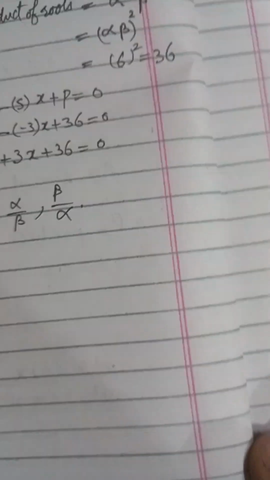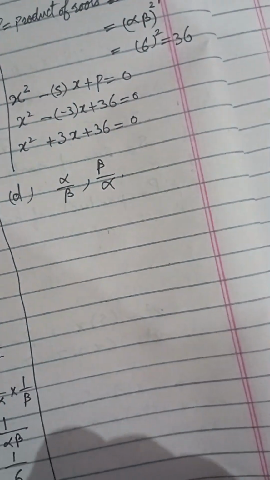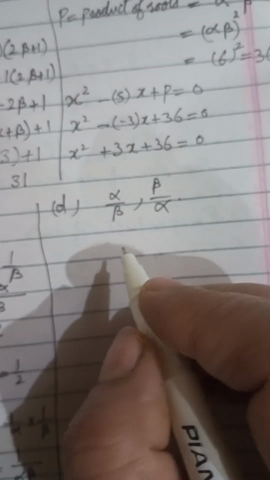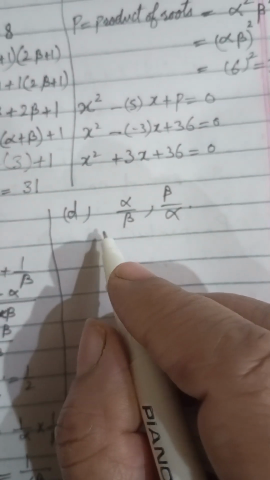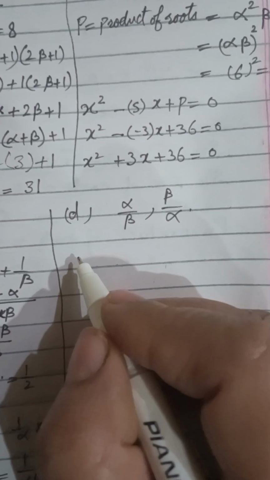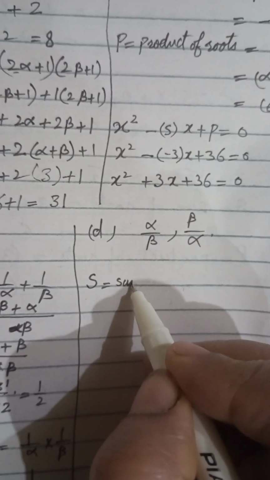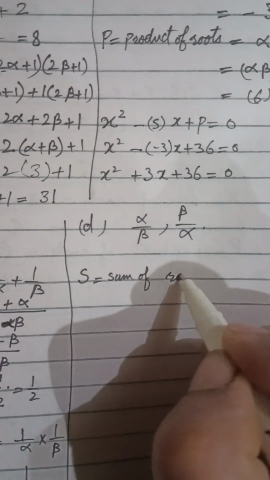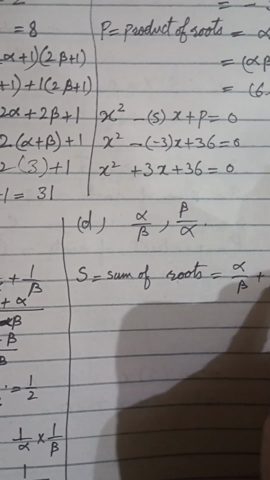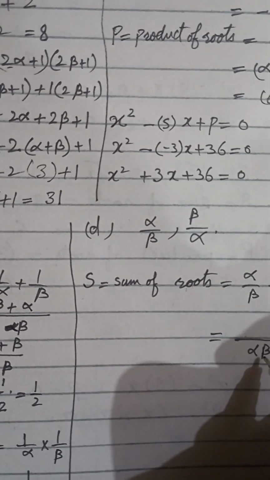Now part D of question number 2. We are given alpha over beta and beta over alpha are the two roots of the required equation. We have to form the equation. So we will find the sum of the roots of the required equation, which is equal to alpha over beta plus beta over alpha, equal to, alpha beta LCM.